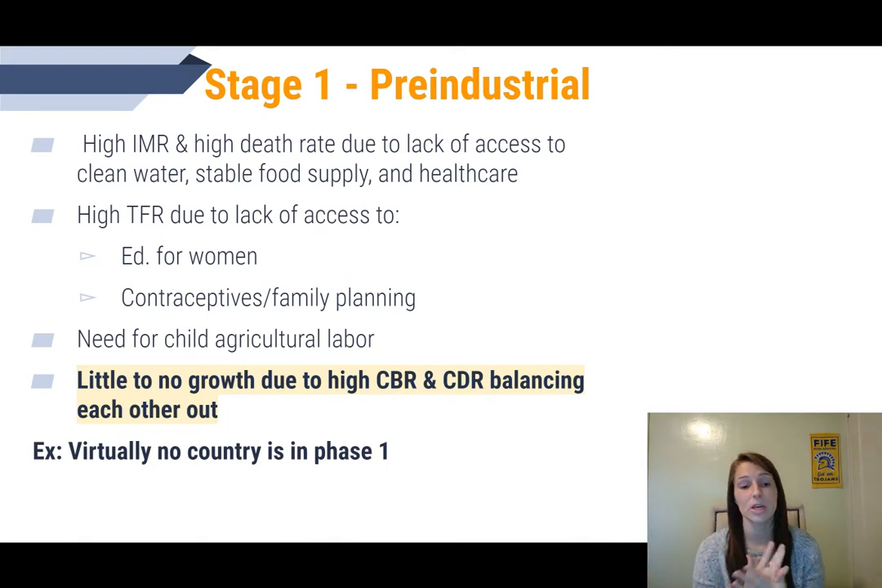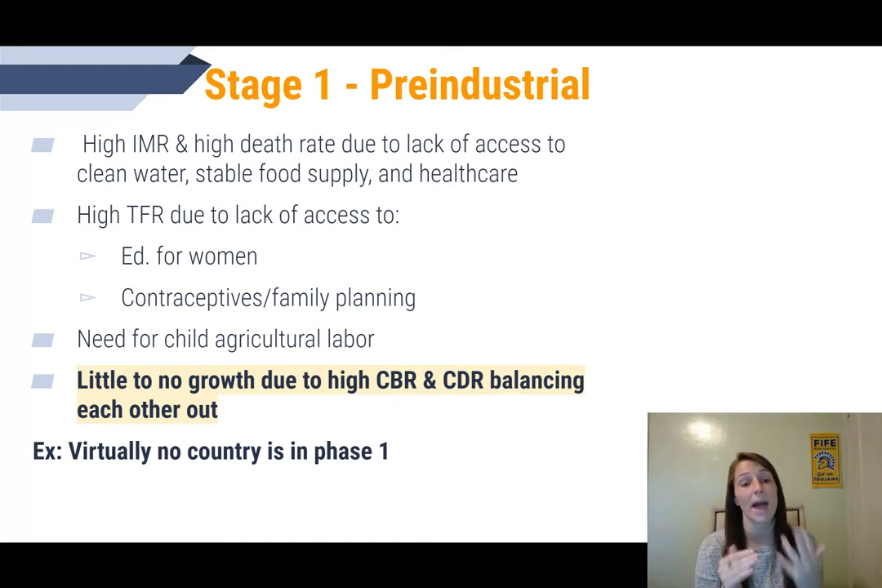Now, we actually see little to no population growth due to the fact that we have a high crude birth rate and a high crude death rate. So they're going to balance each other out, and we aren't really going to see much overall growth. It's going to be pretty stagnant. Now, you should be aware there is virtually no country left in our current modern world that is in phase one.